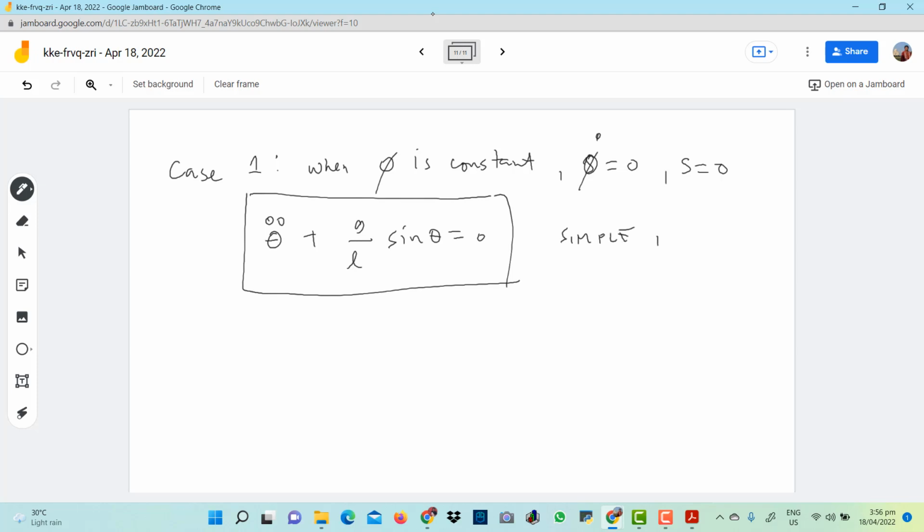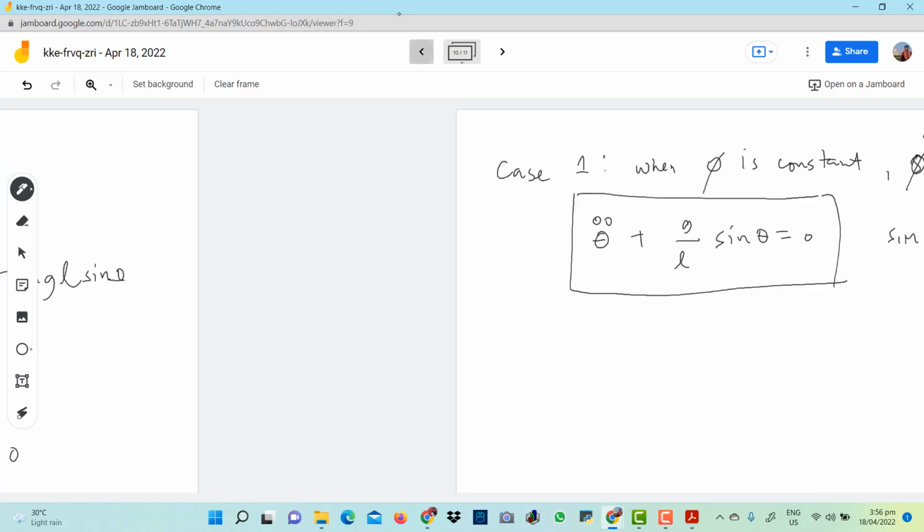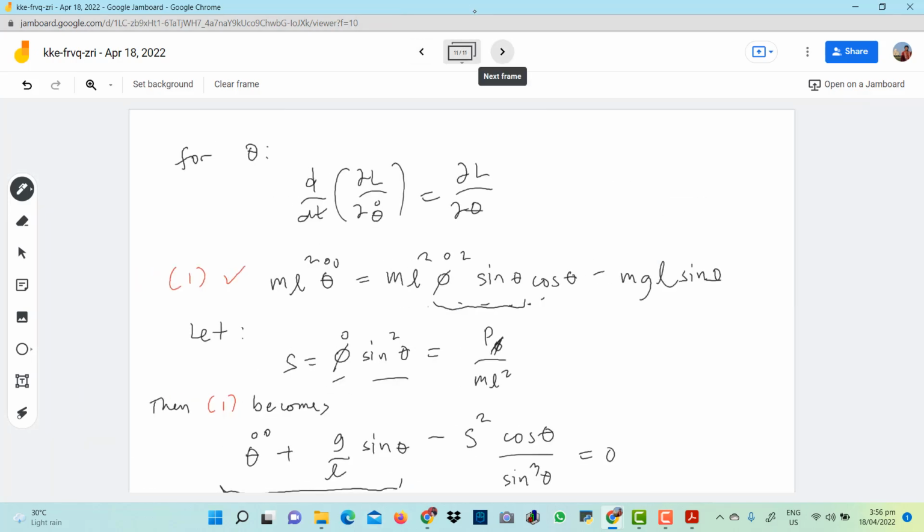Okay? So, when phi is constant, of course, it only moves with respect to theta, no? So, it's just a simple pendulum. Since phi is constant, it does not move with respect to phi. Okay, so we reduce the equation of motion to a simple pendulum.